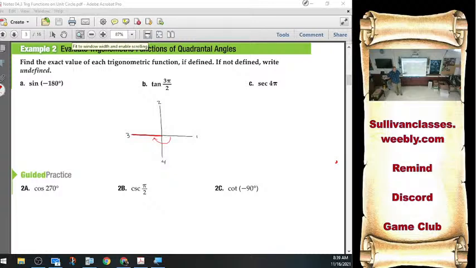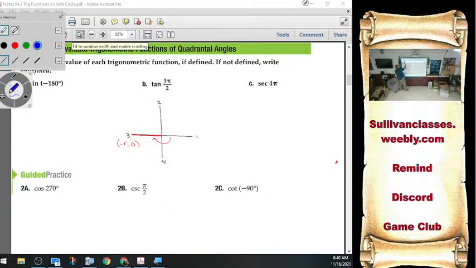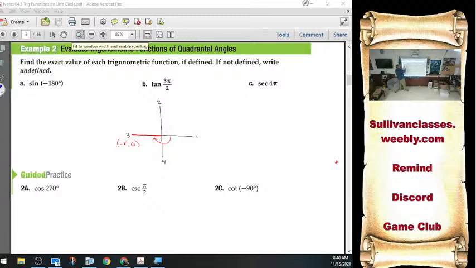Right, it's the same spot. They're coterminal angles. Well, if I'm right there, I have a coordinate of negative r, 0. And sine, last time I checked, sine was y over r. Well, y is 0. It doesn't matter what my radius is, because 0 divided by that radius is going to be 0.